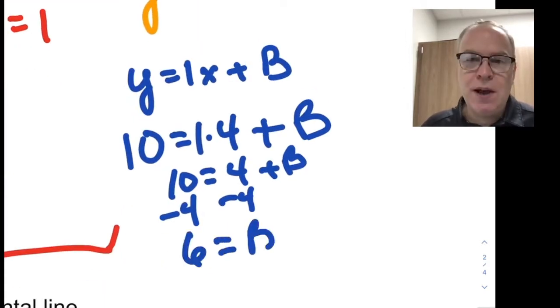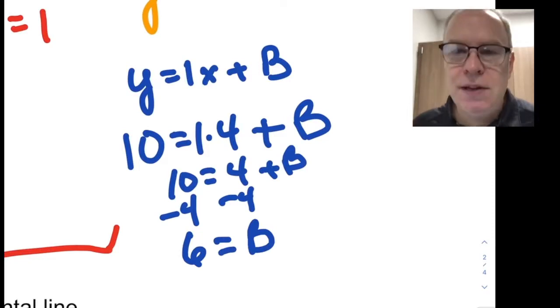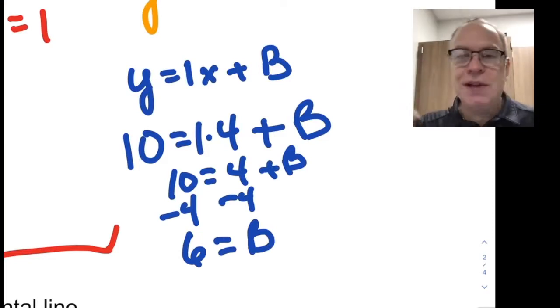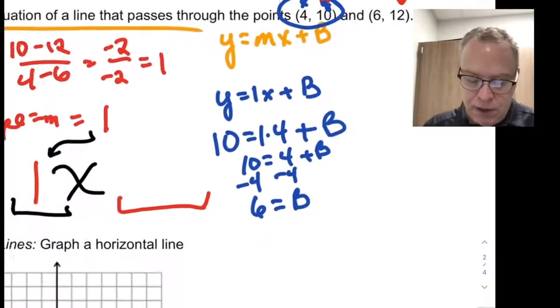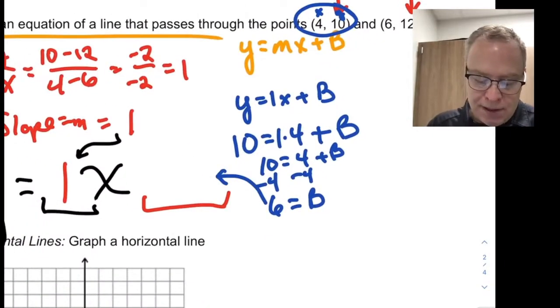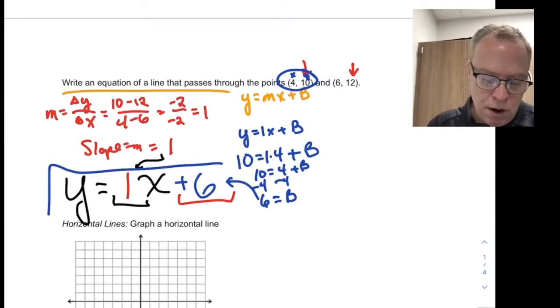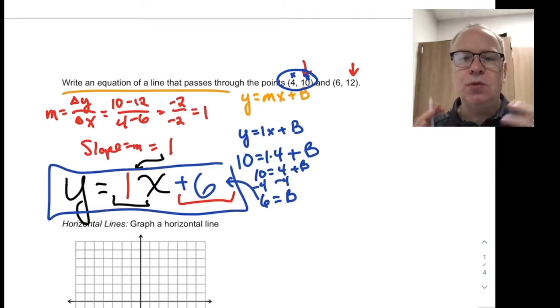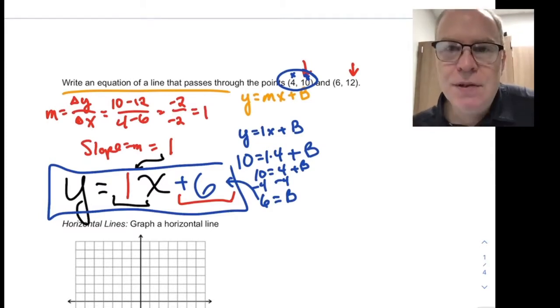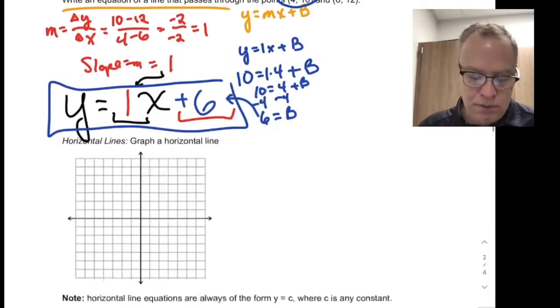6 is b. So I didn't actually graph it. I didn't go to Desmos to figure out where the y-intercept was. I actually used a little bit of algebra and substitution to solve it. And I simply plug that in, plus 6. Our final answer to the question, write the equation. The answer is y equals 1x plus 6. Now that wasn't too bad, was it?